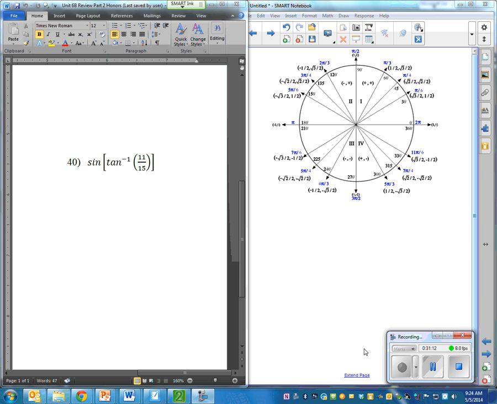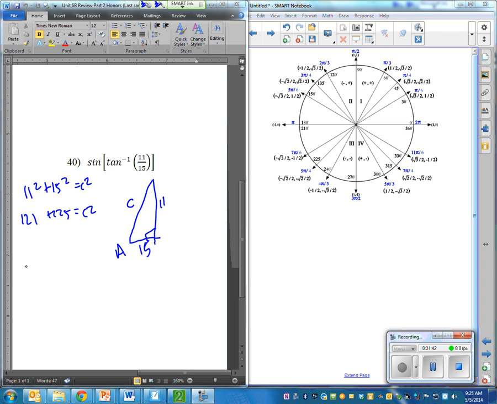Okay, so for number 40, if I'm drawing my triangle, it looks something like this. Here's my right angle. This is 11. This is 15. This is the angle we're looking at. So it's opposite over adjacent. If I'm using the Pythagorean theorem, this is going to give me 11 squared plus 15 squared is equal to c squared, and I'm going to call this side c. So that gives you 121 plus 225 equals c squared.